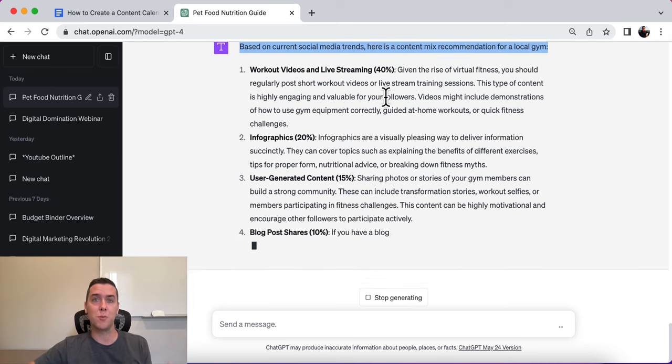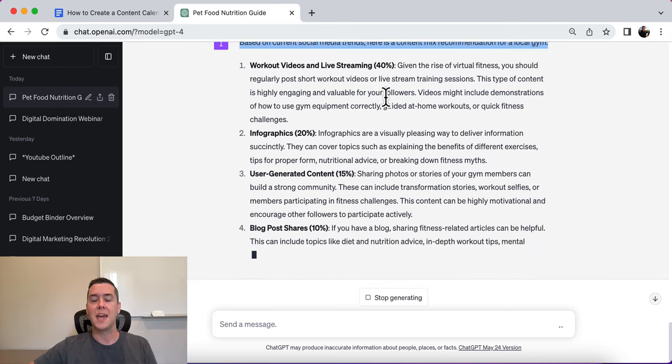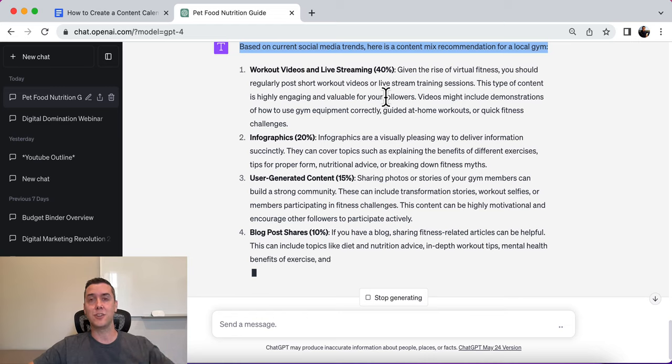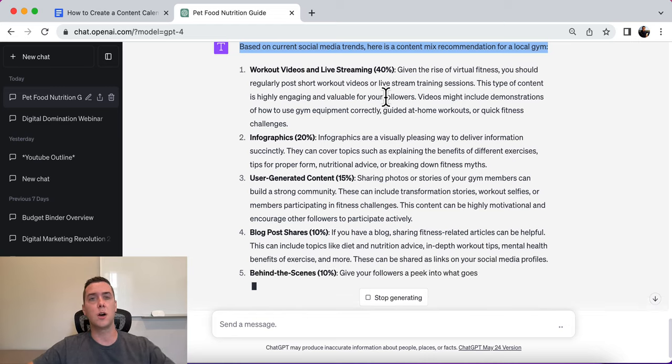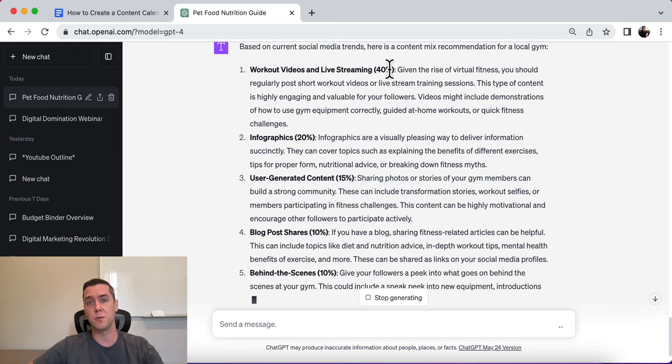But a majority of it probably should be, all right? Especially if you're a gym, you want to show people what you have to offer them and the expertise in the field, the knowledge, the understanding, the education that you have about that specific industry. So 40% should be about workout videos and live streaming.